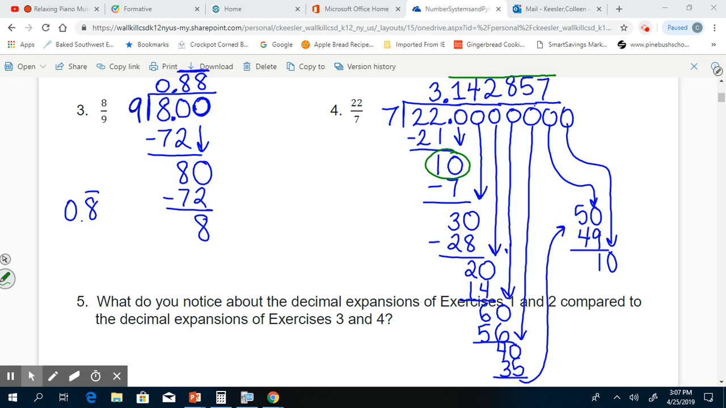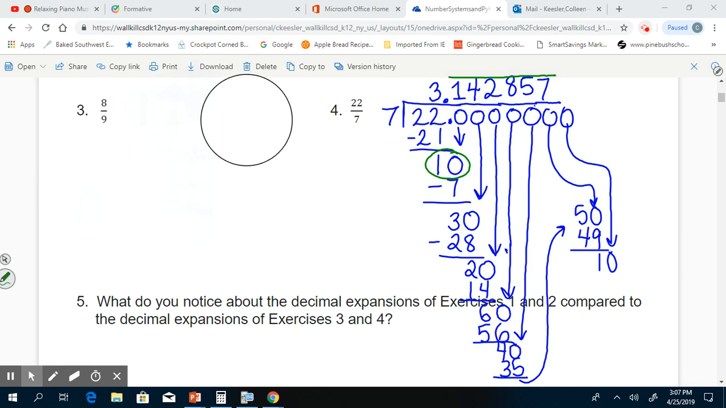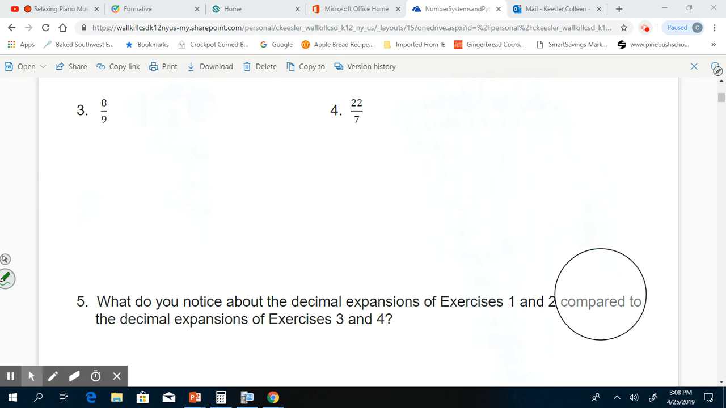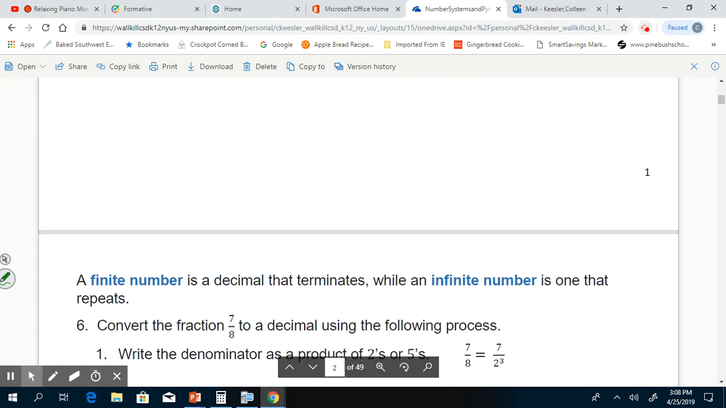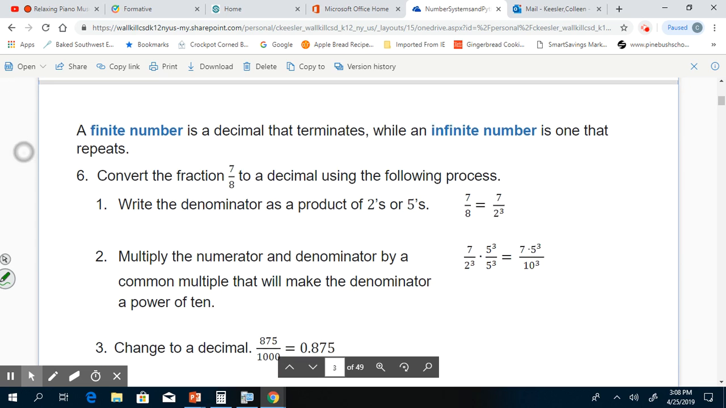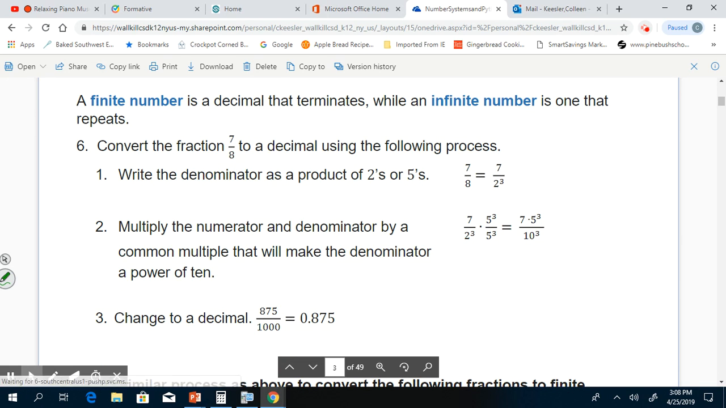All right, so you're going to answer number 5 on your own. Write a complete sentence that describes how exercises 1 and 2 are different than exercises 3 and 4. So hopefully from that, you saw that the top 2 were decimals that ended, where the bottom 2 were repeating numbers.